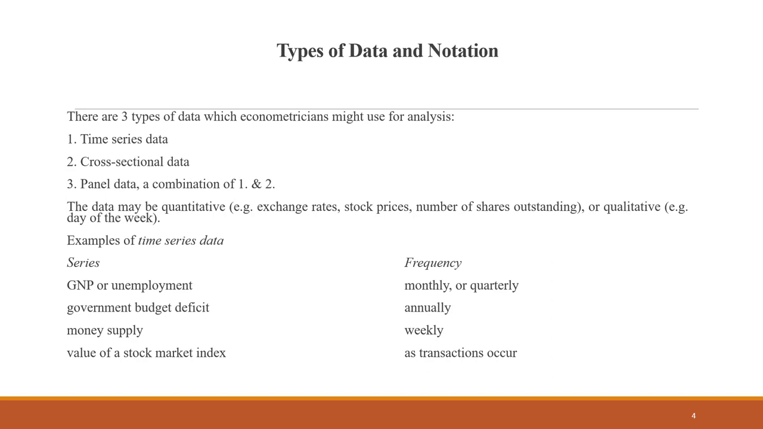There are two types of data which econometricians always have to deal with. One, time series data. Second, cross-section data. Third, panel data. The data may be quantitative, that is exchange rate, stock price, number of shares, or it may be qualitative, like the day of the week.